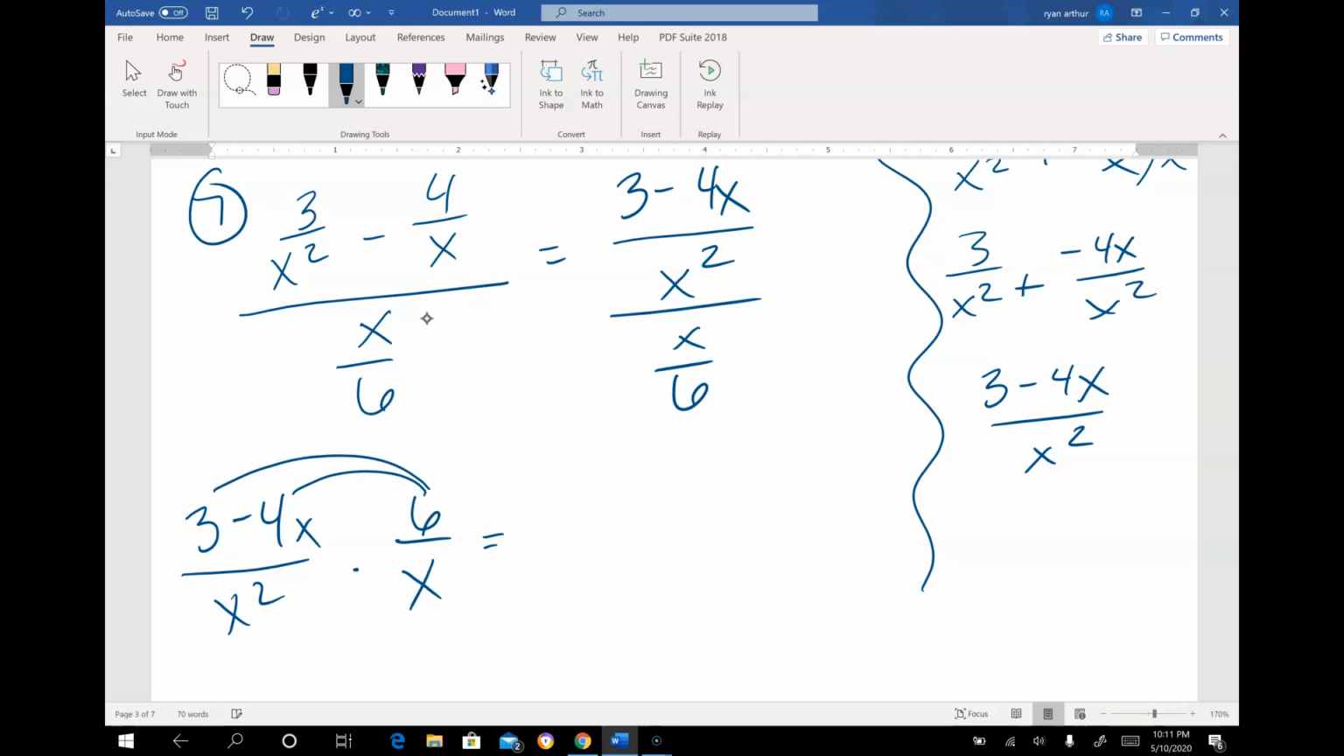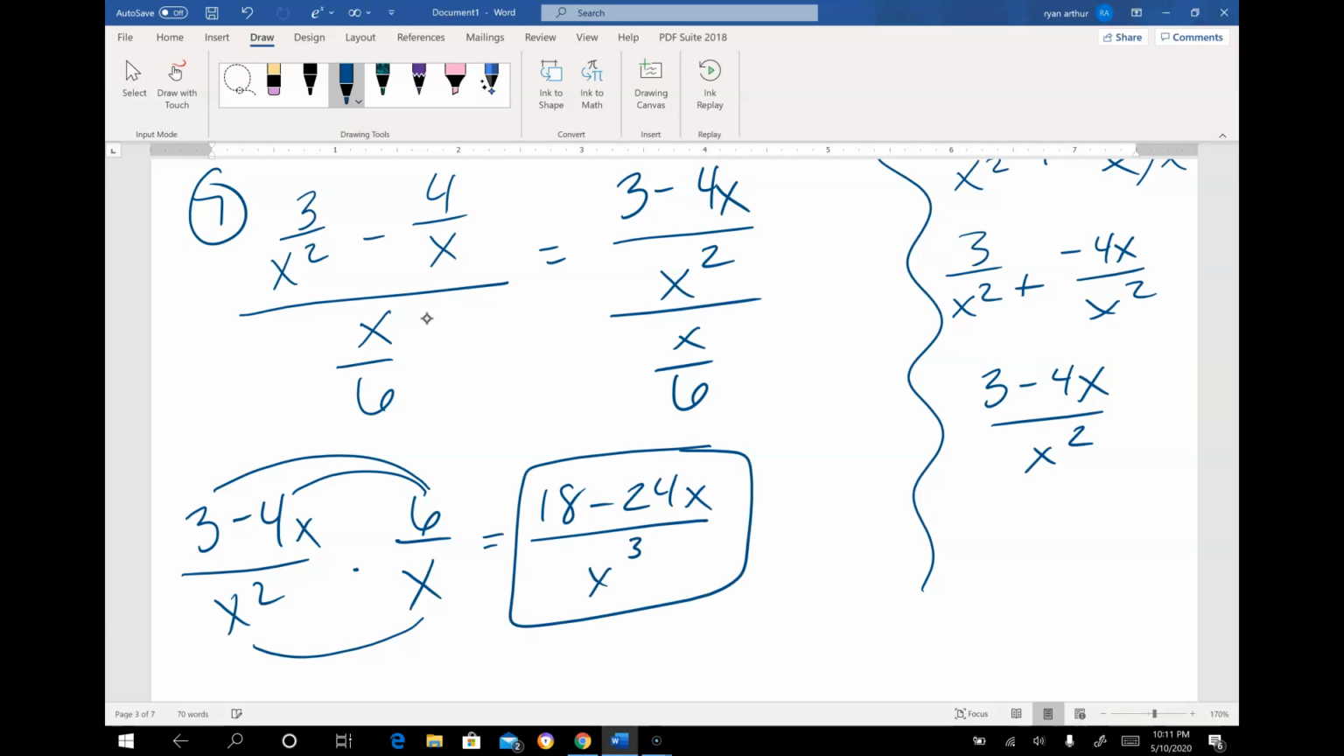Distribute. 18 minus 24x over multiply x cubed. Nobody has anything in common there. See, there's no numbers in common. Not everybody has a variable, so that's your answer.